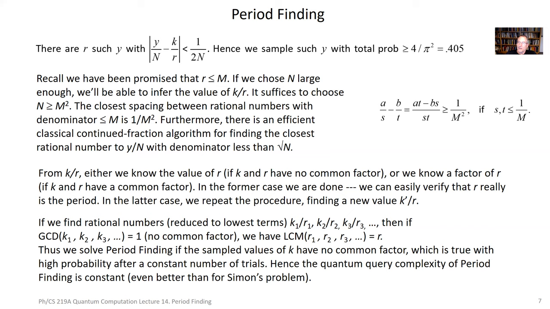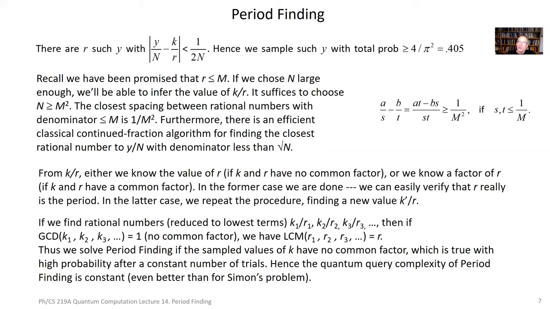Well, maybe it didn't work again. Or maybe there was a common factor of the two values of k. But that's okay. I do it again. And if after multiple trials, the values of k that I sample don't have any common factor, then it will be the case that the least common multiple of all of the denominators is equal to r.